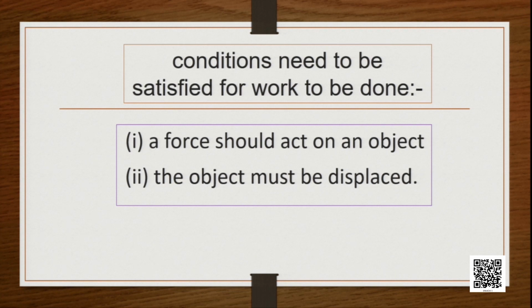So basically these two conditions need to be satisfied in order to say that work has been done. And what are these two conditions? A force should act on an object and the object must be displaced. Both the conditions should be satisfied. That means we must apply some kind of force and that force should produce some kind of displacement in that object. Then only we can say that some work has been done. Now let's try to express work done in a mathematical way.